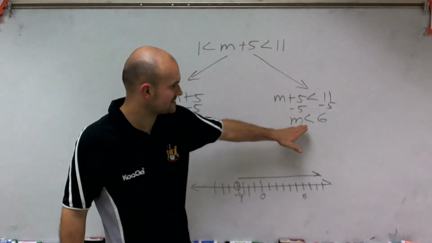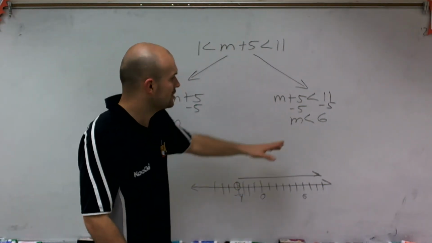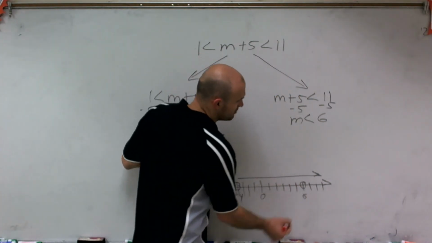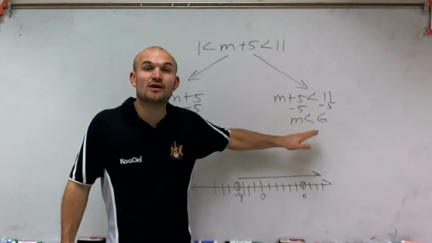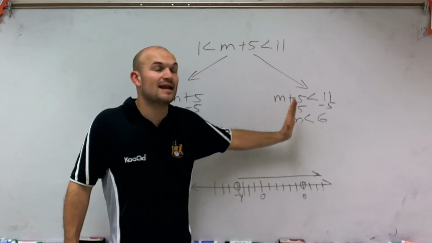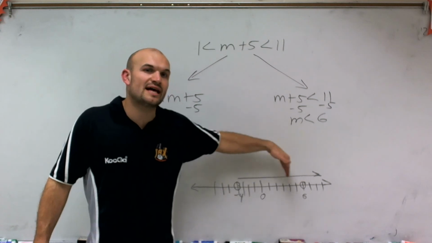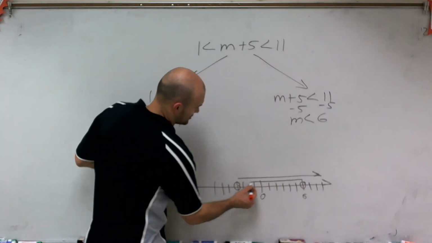Now, let's look at my next inequality. It says m is less than 6. Since it's less than and not less than or equal to 6, I'm going to make a nice open circle at 6, meaning my inequality is not true when m equals 6. It's only true when m is less than 6. I look at my number line and ask where all the values less than 6 are. Well, that's all values going in the negative direction.